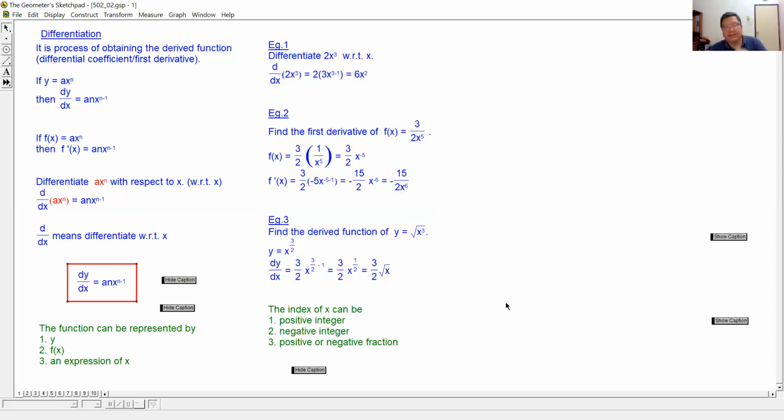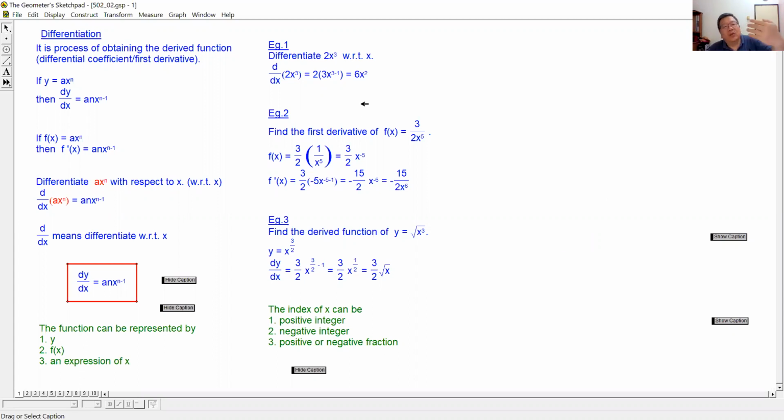Teacher, for example 3, it doesn't have the value for a, is it? For a in example 3, a is 1. If you don't have anything, that means a is 1. If there is a number there, then you copy down the number.